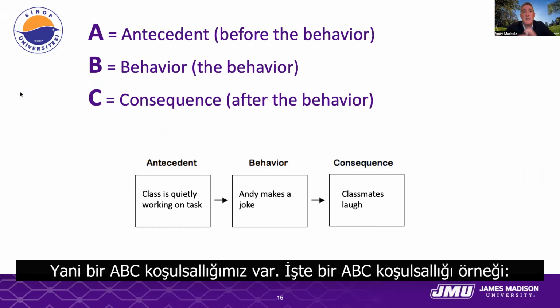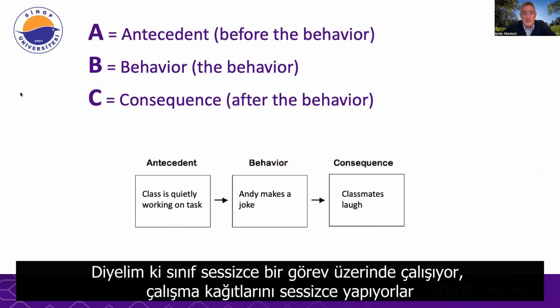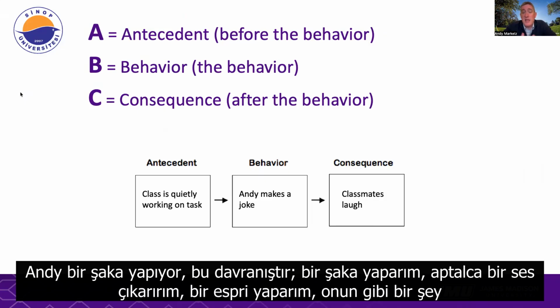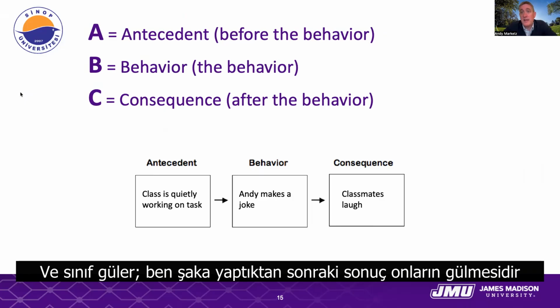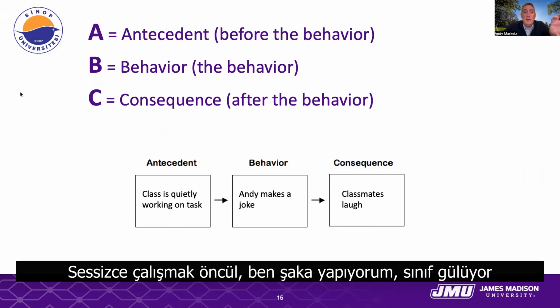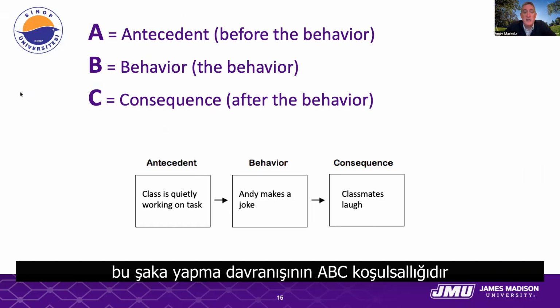So we have an ABC contingency. Here's an example of an ABC contingency. Say the class is quietly working on a task. They're doing their worksheet quietly. Andy makes a joke. That's the behavior. I tell a joke, I make a silly sound, something like that. And the class laughs, right? The consequence after I tell the joke is they laugh. So working quietly, antecedent; I make a joke, behavior; the class laughs, consequence. That's the ABC contingency of that specific behavior of me being a clown and making a joke.